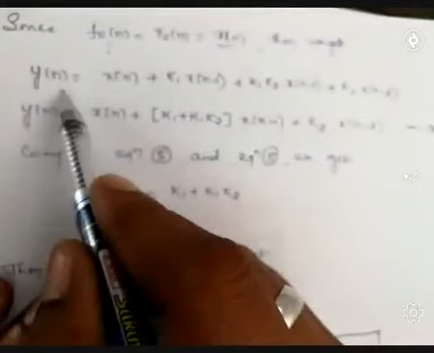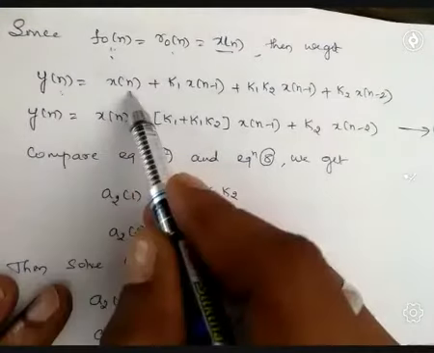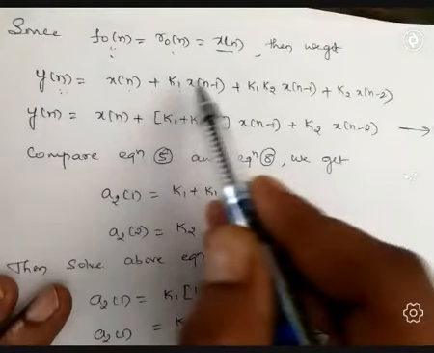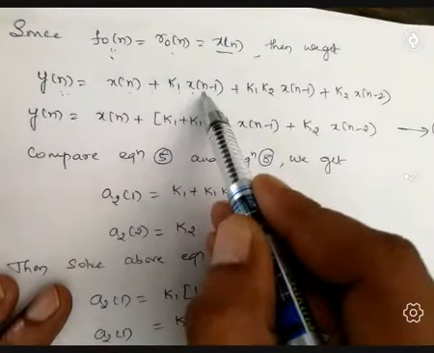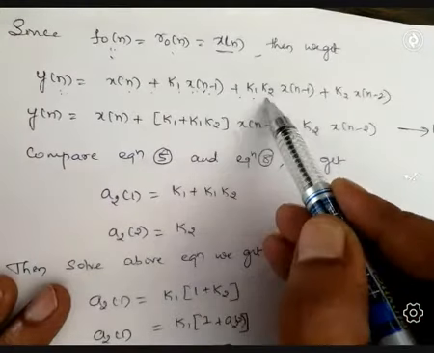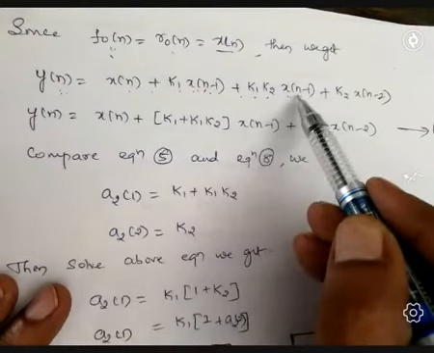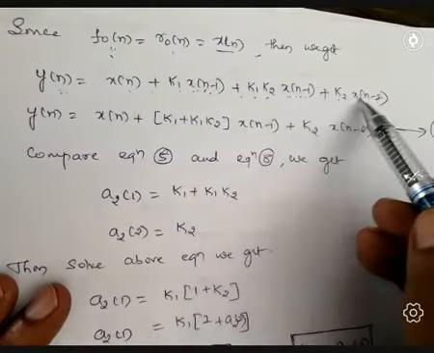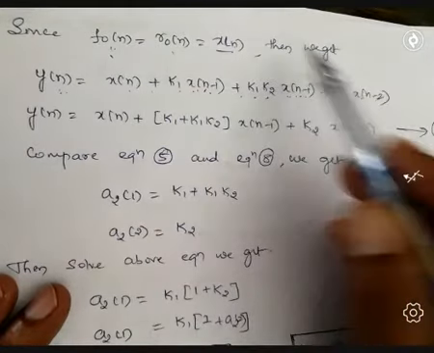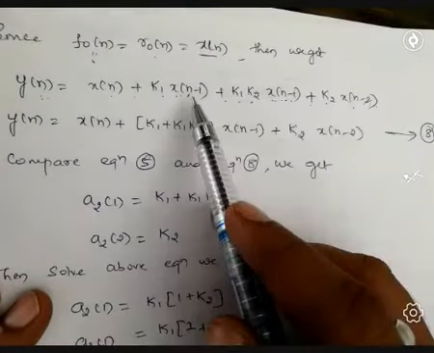From equation number 7, I'm going to rewrite it as y of n equal to x of n plus k1 r naught of n minus 1, that is replaced by x of n minus 1, plus k1 k2 f naught of n minus 1, that is replaced by x of n minus 1, plus k2 r naught of n minus 2, that is replaced by x of n minus 2. It means I expressed all the terms in terms of x of n.